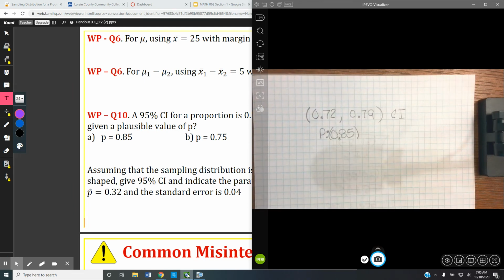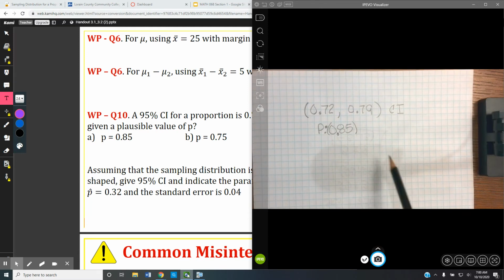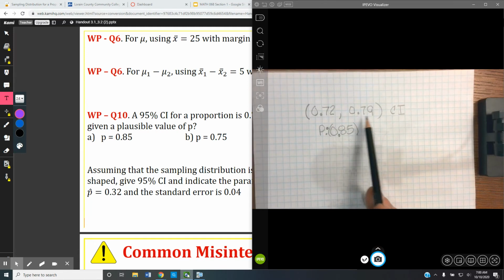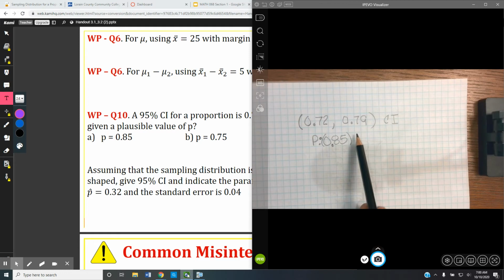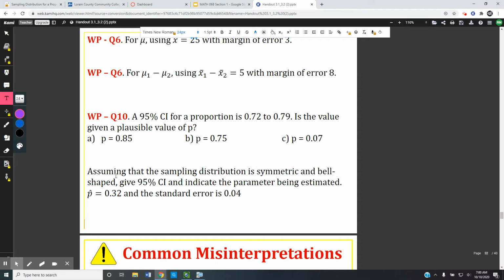So first of all, if I look in between the 72 and the 79, 85 is not in there. 85 is outside of there. So the question would be, is this a plausible value? My assumption for this, if we read down at the bottom a little bit further, is assuming that the sampling distribution is symmetric and bell-shaped, give the 95% CI, indicate the parameter being estimated for this. So we're going to utilize this after we're done with this here.